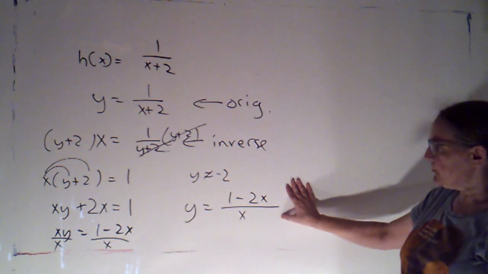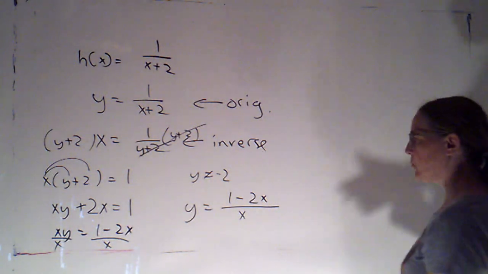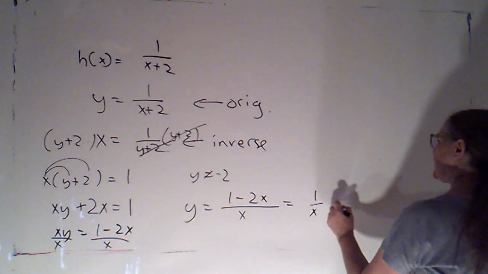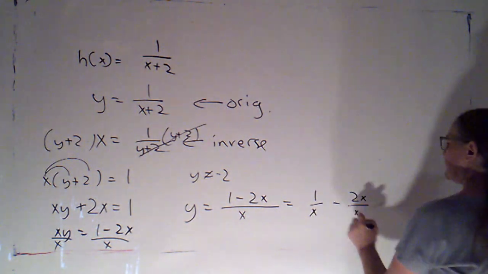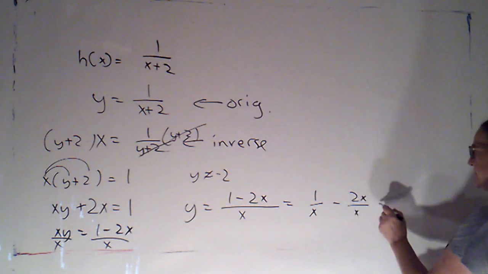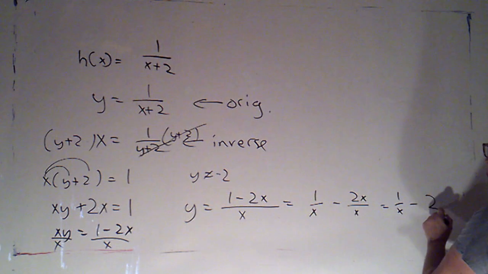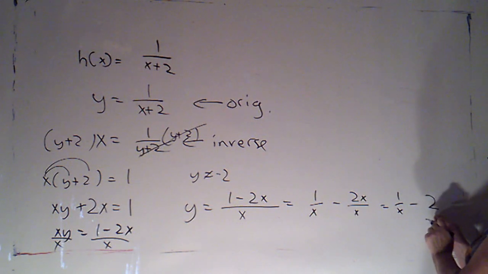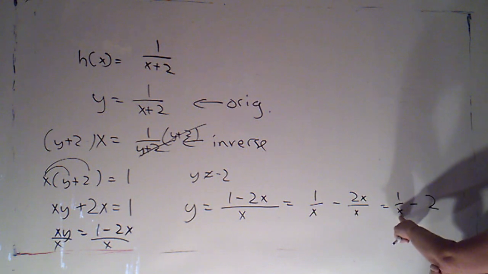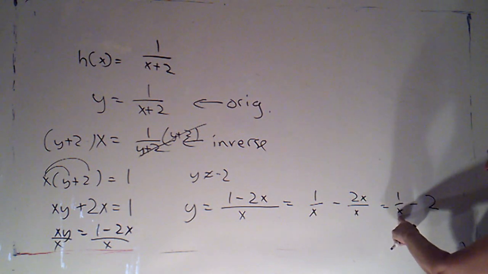I'll just point out, I could write that another way. If I wanted to, I could distribute this division, so that would be 1 over x minus 2x over x. Here I could cancel those x's, so I'd have 1 over x minus 2. No need to record here that x can't be 0, because I can see that from the fact that it's in the denominator of this term.